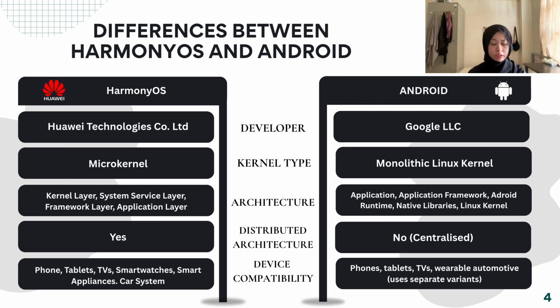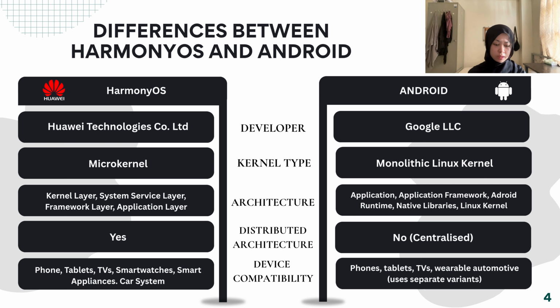For the distributed architecture, HarmonyOS is a distributed architecture where it can be used by many devices, but Android can only be used by one device; it is not a distributed architecture and it is centralized.